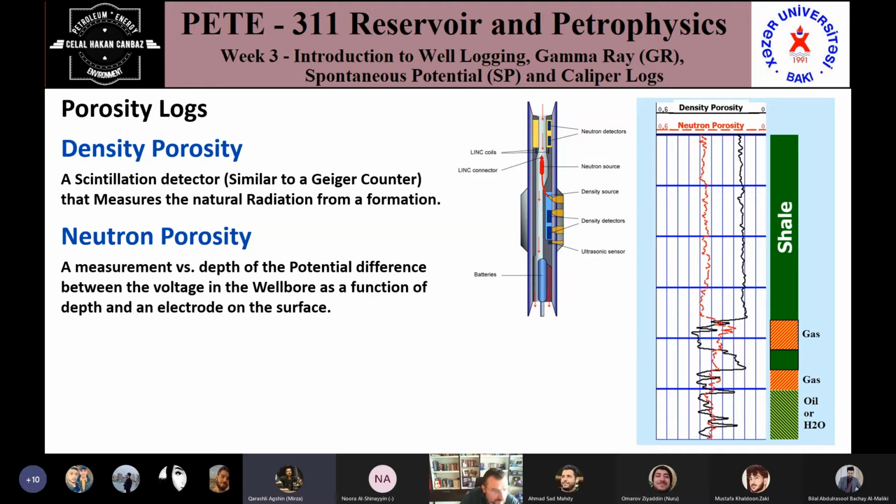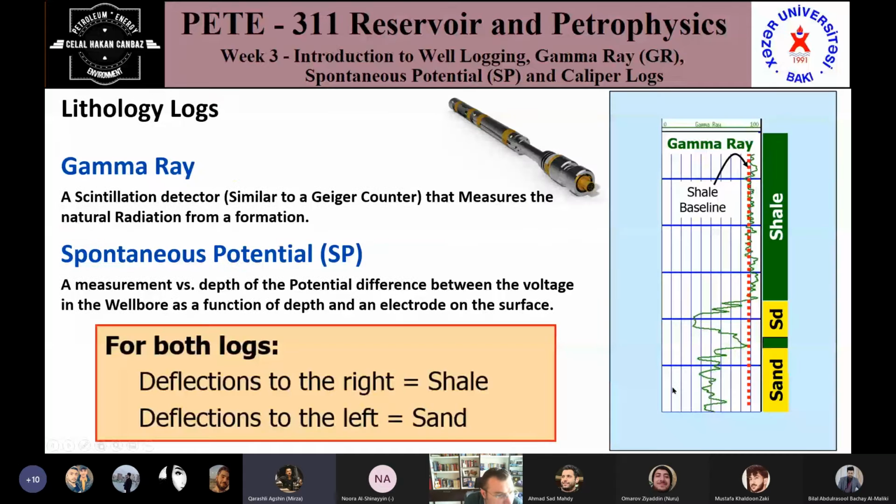So can we say neutron porosity log is kind of lithological log? Yes, because it shows where we have shale or where we have sandstone. You repeat again, okay? So can we say neutron logs is kind of lithology logs, because it shows us where we have shale or where we have sandstone?